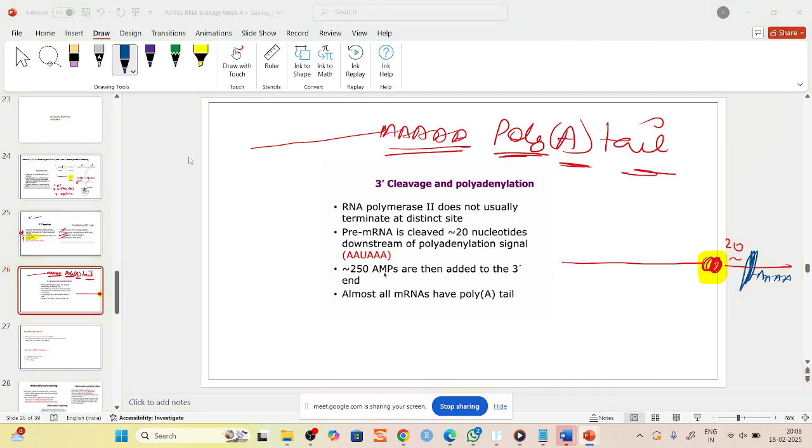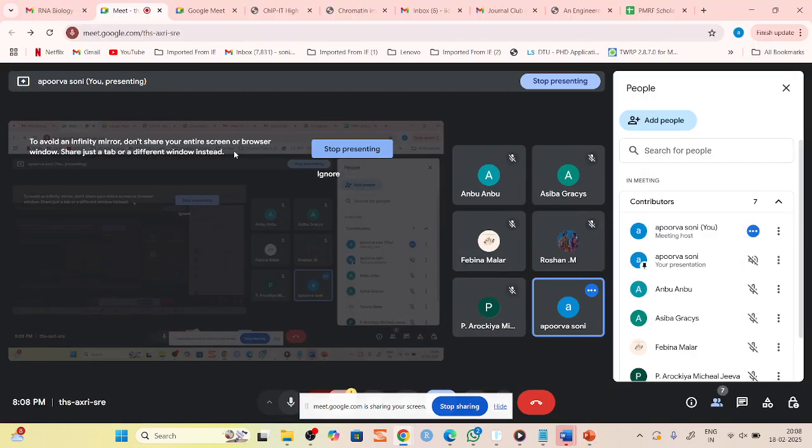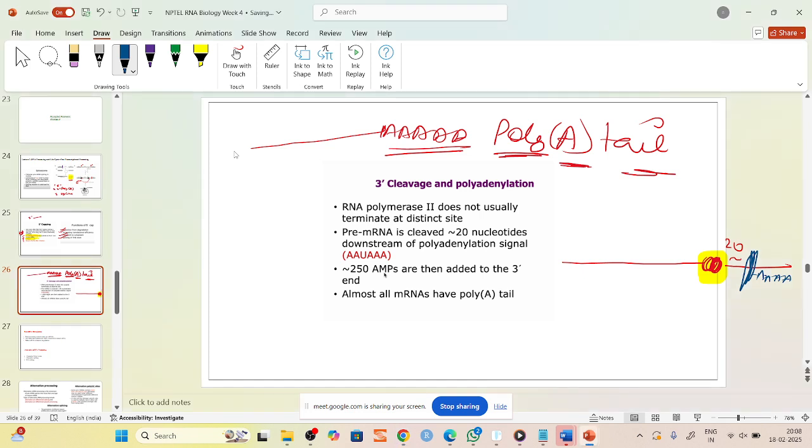Is it clear to everybody what I'm trying to tell? That this is your polyadenylation signal, and approximately 20 nucleotides after the polyadenylation signal there is a cleavage, and then there is the addition of the adenosine.